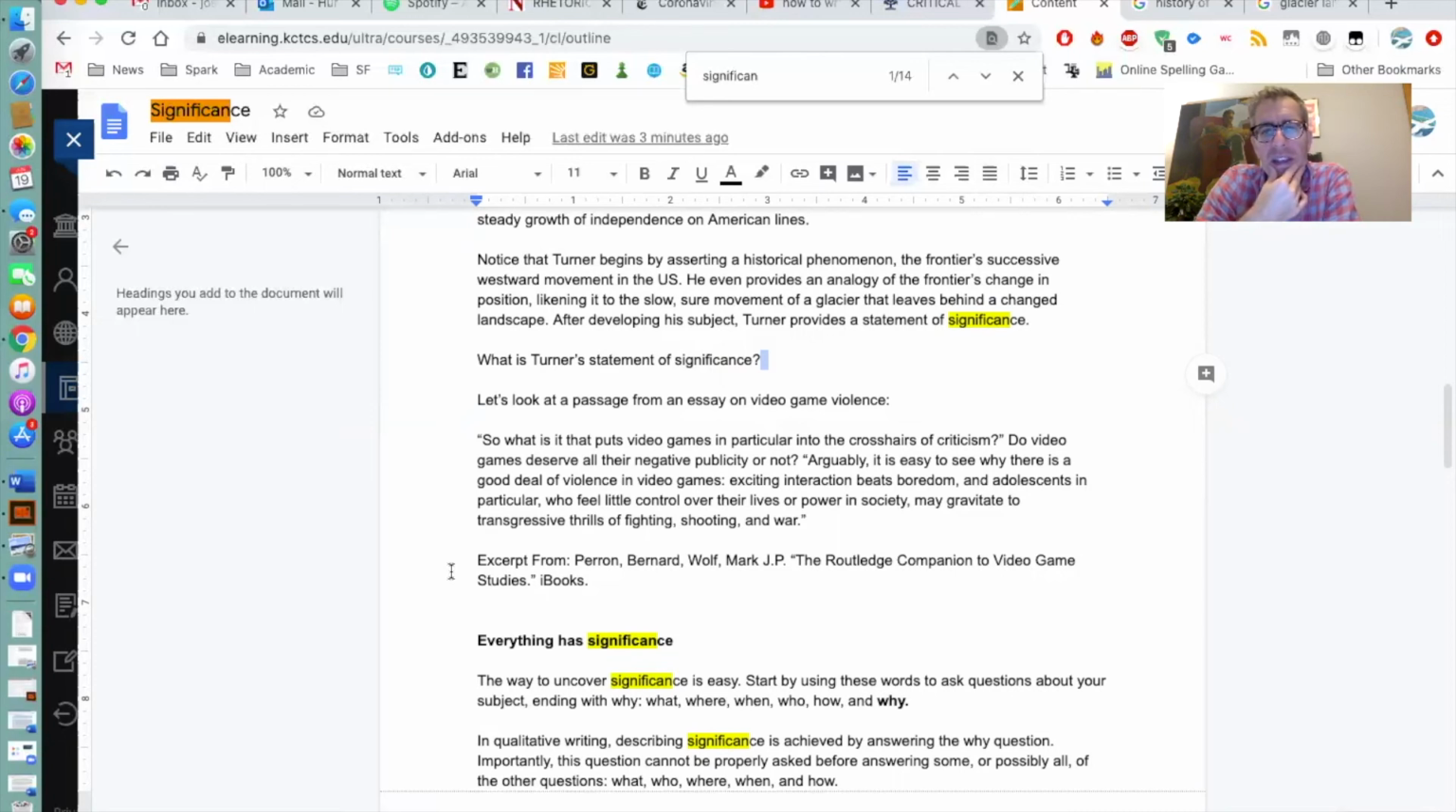So take a second, or more than a second, take a minute and see if you can figure out what's the significant statement in this paragraph about video games. Take your handy pen and just take some notes. See what you can come up with.